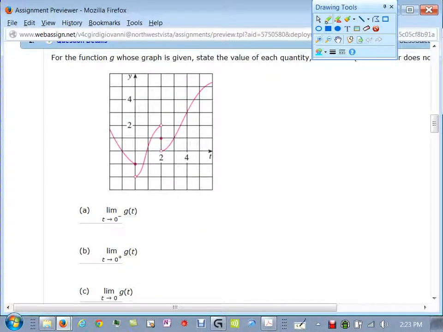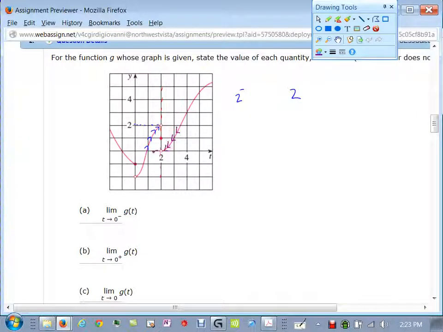So what's happening is I approach 2. Where's 2? 2, here's my imaginary line. Approach 2 from the left. I'm headed towards 2. So 2 from the left. That limit is approaching 2.